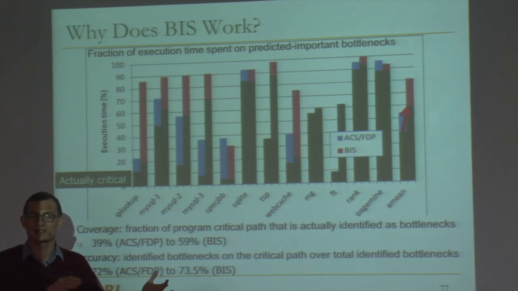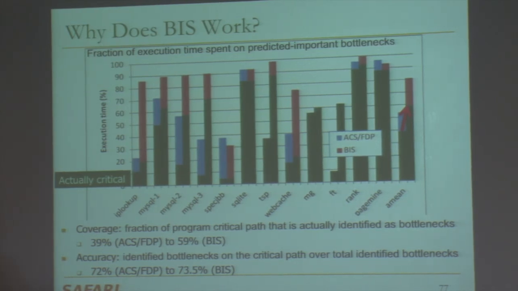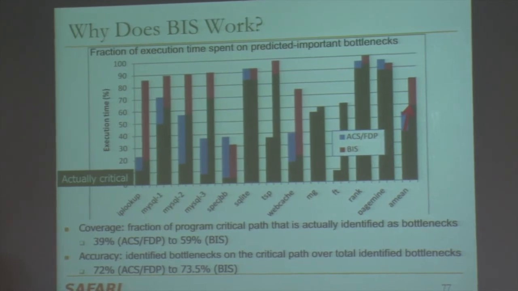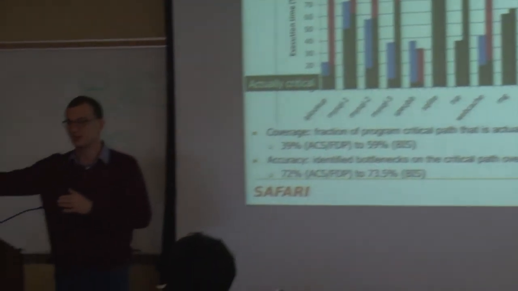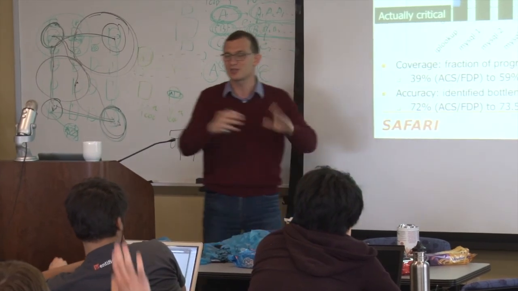Because thread waiting cycle is a predictor, right? You keep track of how many thread waiting cycles this particular bottleneck has caused. And based on that, you're saying later it's going to cause thread waiting. But maybe that's not true, right? At that point, it's not going to be a bottleneck anymore. Maybe you should have a better predictor.